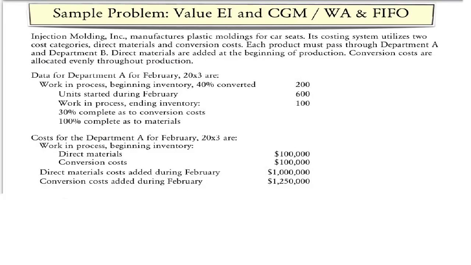Here is an example of one of the longer problems that we will do in class, and the goal here is to value the ending inventory and the cost of goods manufactured. If possible, you should be able to do this problem using both weighted average and FIFO methods.